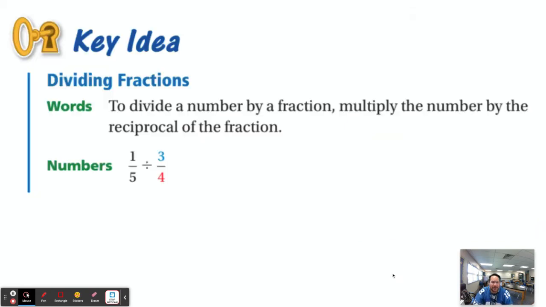Why are reciprocals important? Because if you're going to take notes, this page right here is what you need to take notes on. When you divide fractions, the way you do it is you multiply the fraction by the reciprocal of the second fraction. Weird. Okay, how that works is if you're doing 1/5 divided by 3/4, you're going to take this 3/4 and you're going to flip it over and make it 4/3. But then it's not a division problem anymore. Now it's a multiplication problem. Okay, so that's the big key right there.